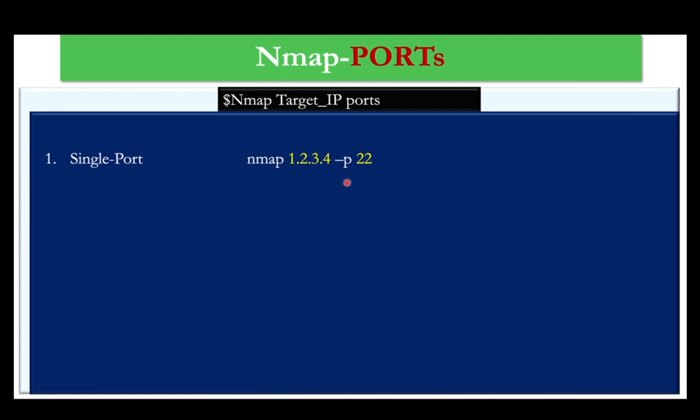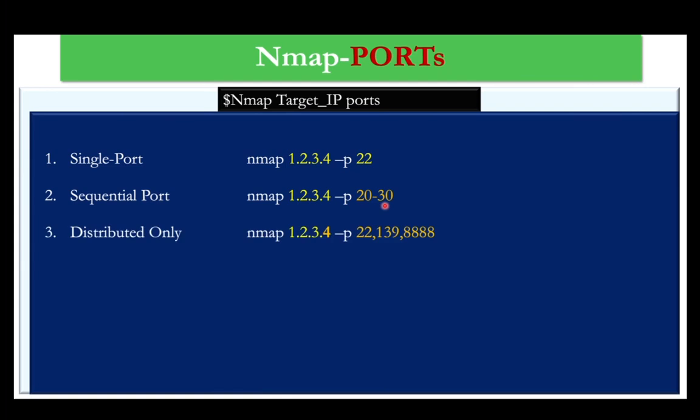-p informs Nmap to scan only the 22nd port on the target 1.2.3.4, or a sequential port scan can be there. Sequential port scan means you can give a range like from the 20th to the 30th port number. Or distributed, where you can give specific port numbers separated with commas. So Nmap scans on that target only the specified, distributed ports.